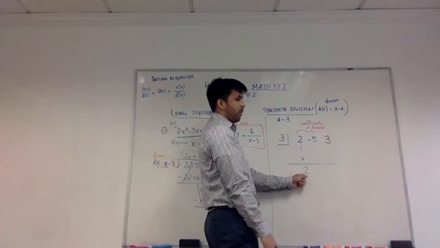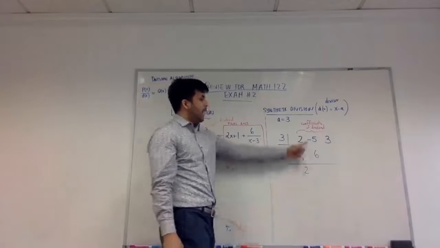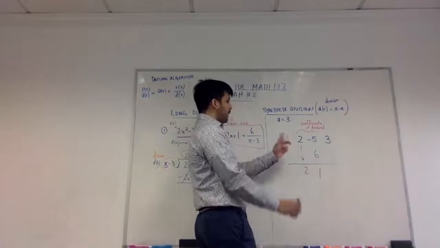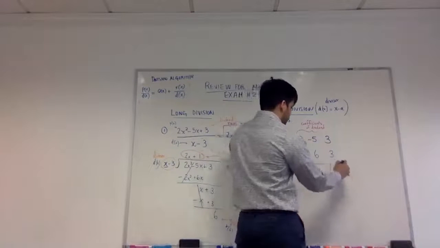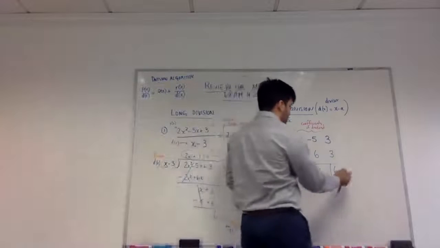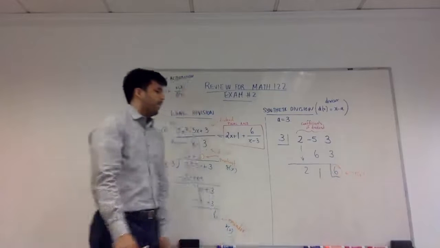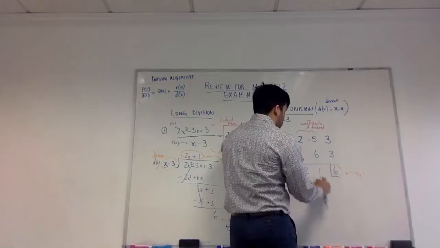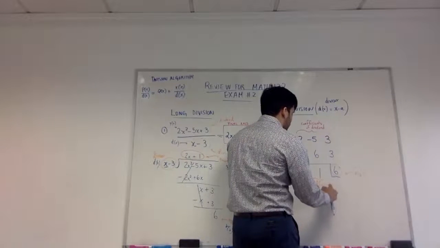Now 3 times 2, I multiply this number with this number here. I get 6, and I put the 6 right there. And I repeat: I add -5 plus 6 is 1. Then I repeat, 3 times 1 is 3. And then I add 3 plus 3 is 6. Now this last number represents the remainder. These numbers here are the coefficients of the quotient.